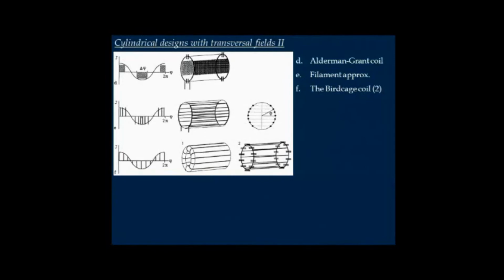Another smart design is the so-called Alderman-Grant coil, where you basically have sheets of conducting material on both sides. Historically, this was the first design to use end rings, where you have grounded rings at both ends to keep the electric fields out and optimize in that manner.